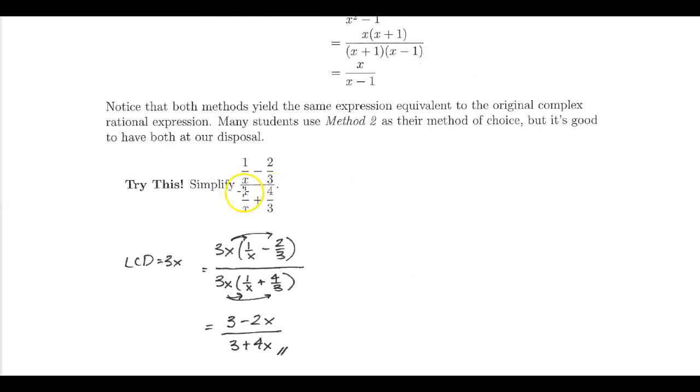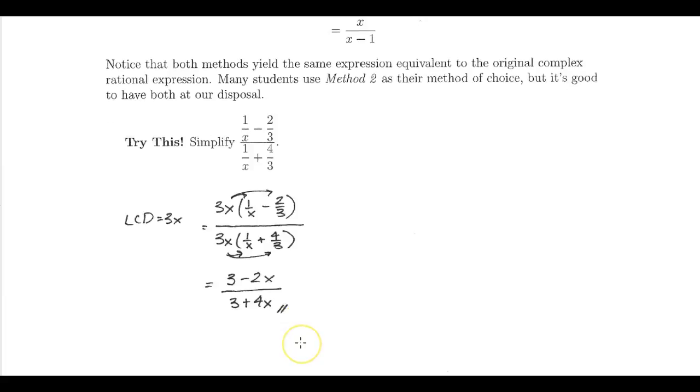Okay, so I looked at these fractions and I saw that 3 times x would be the least common denominator. So I multiplied the numerator and denominator of this complex fraction by 3x. So when I multiply, I distribute the 3x to both terms. I make sure to do that.